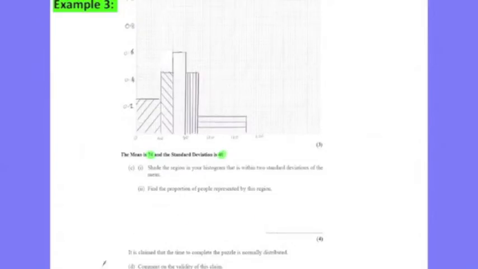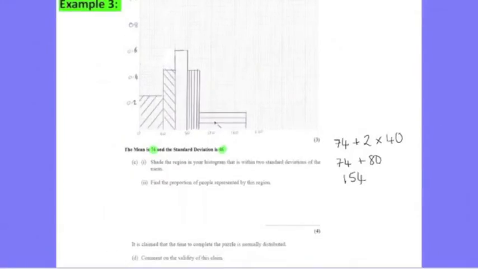So we take the mean, 74, and we will add 2 times the standard deviation. 74 add 80 is 154. So taking your ruler out to identify where 154 is, we have here 120, here 140, here 150, and then further over 154. So we're asked to shade the region which is within 2 standard deviations of the mean.